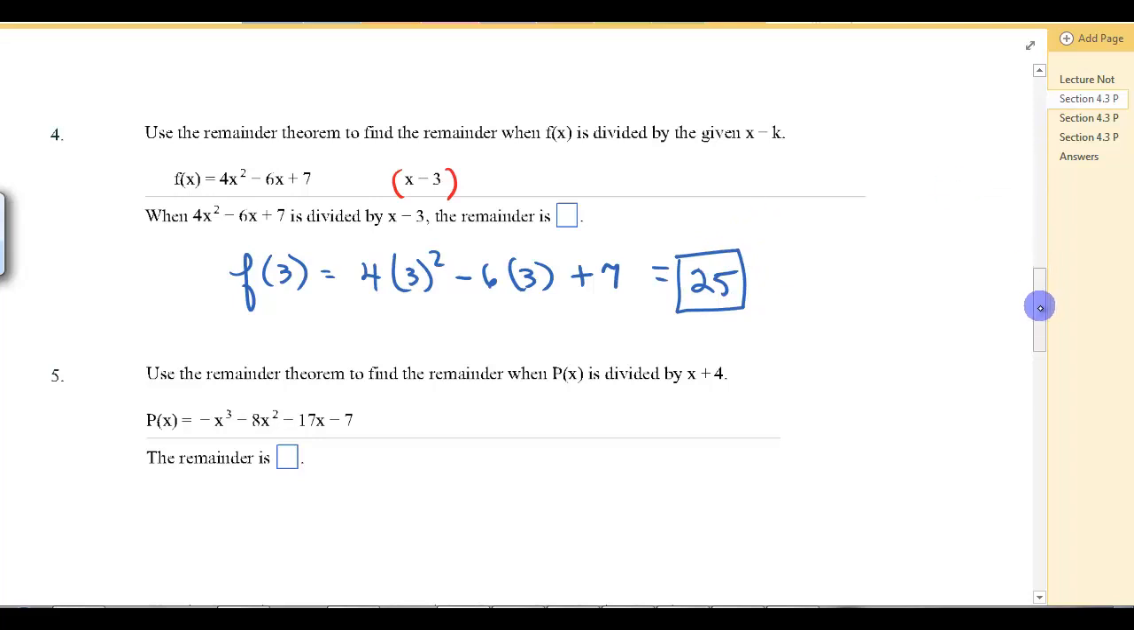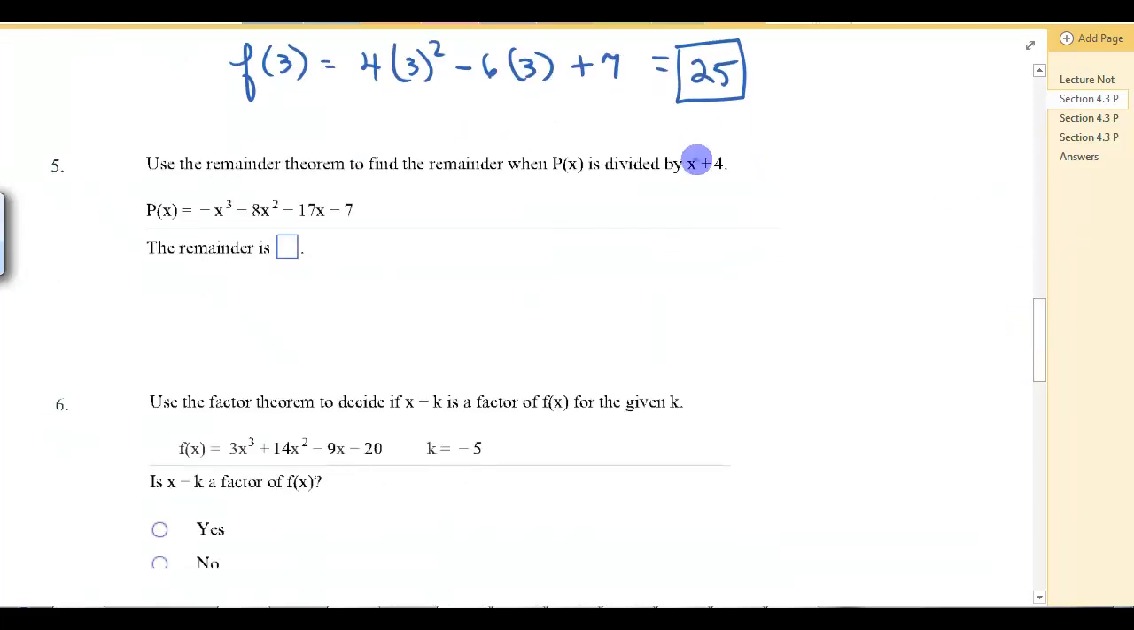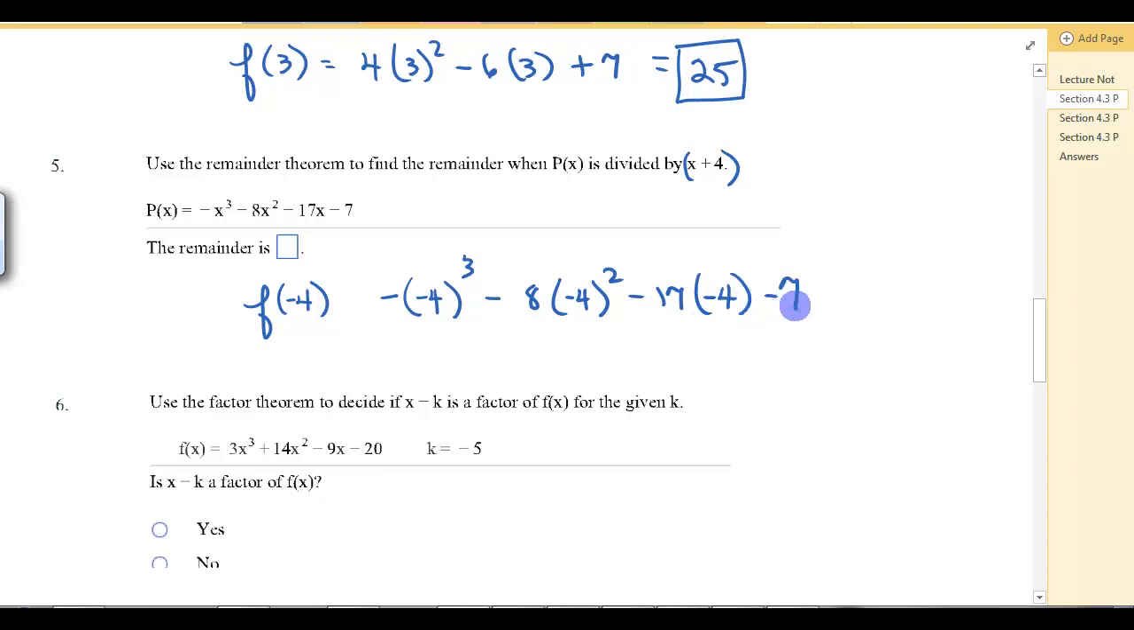All right. 5 is the same thing when we're dividing by x plus 4. So we're going to do a f of negative 4 in our equation. Negative 4 cubed minus 8 times negative 4 squared minus 17 times negative 4 minus 7. And when you do all of that, you actually should get negative 3. Okay.